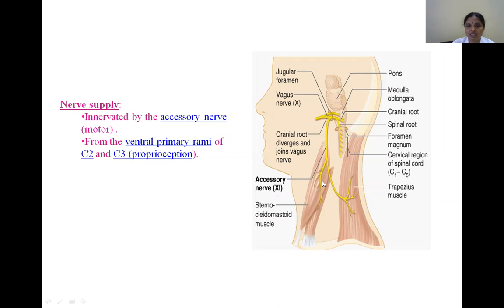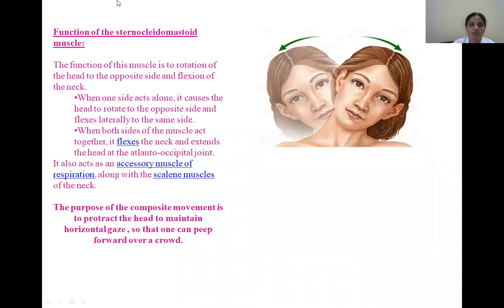And moreover, the sternocleidomastoid and trapezius. See here, the C2, C3 nerves also supply the sternocleidomastoid, whereas C3, C4 supplies the trapezius. Most probably, these branches are conveying the proprioception fibers from these two muscles, right? Then what is the function of the sternocleidomastoid? The main function of the muscle is rotation of the head.